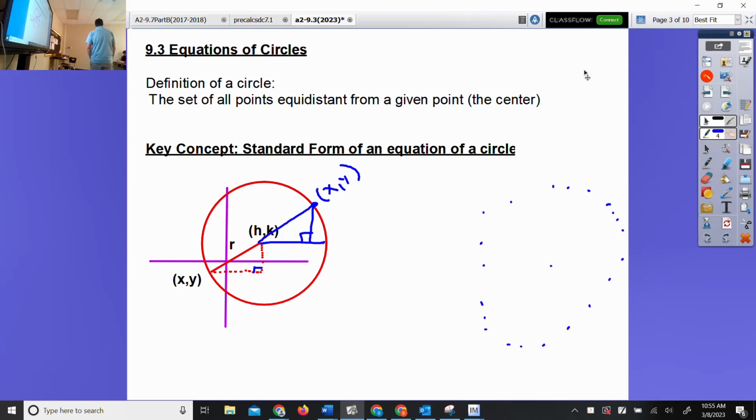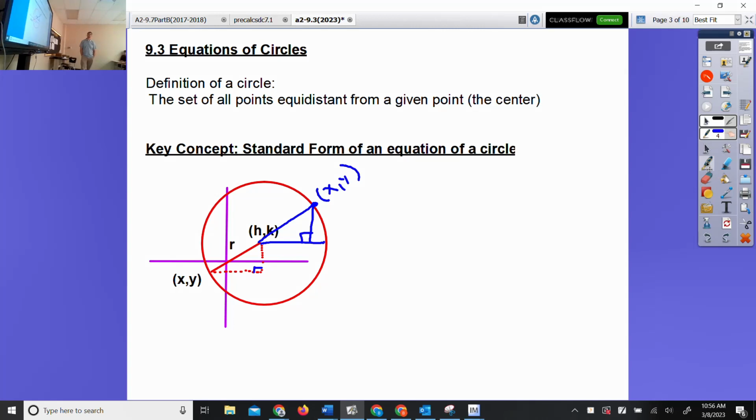That's how a computer would draw them. They plot points very quickly, obviously. They're all the same distance from a given point. Whoever wrote the code to do that, that's what they did. Anyways, that's the definition of a circle.